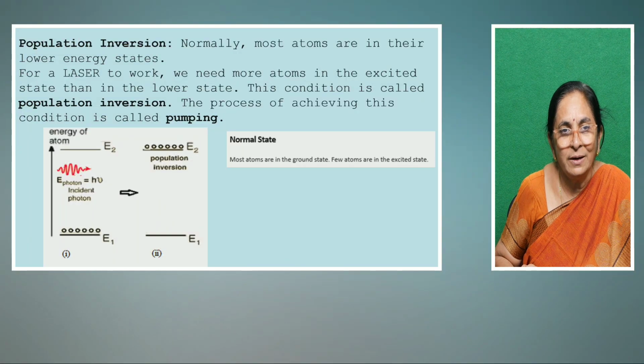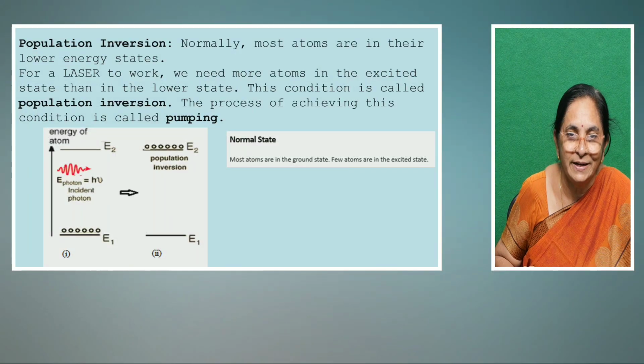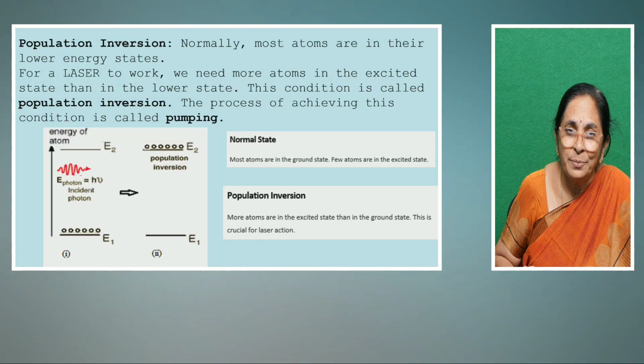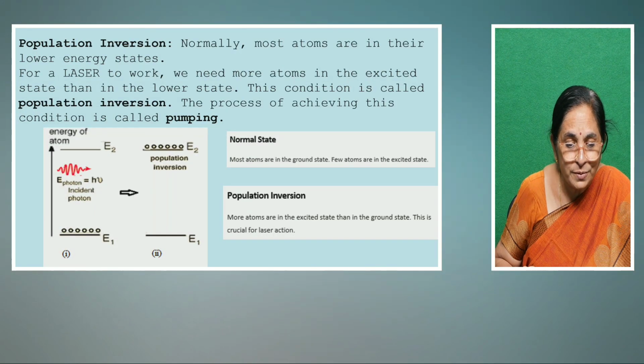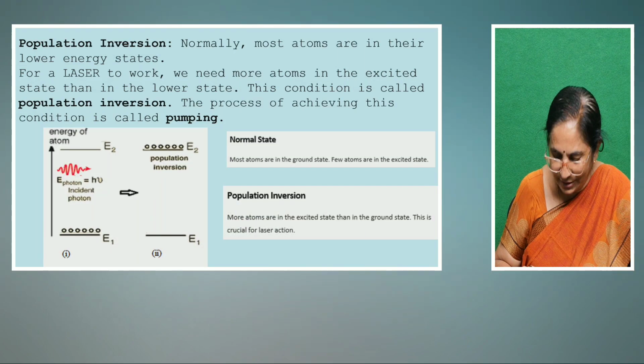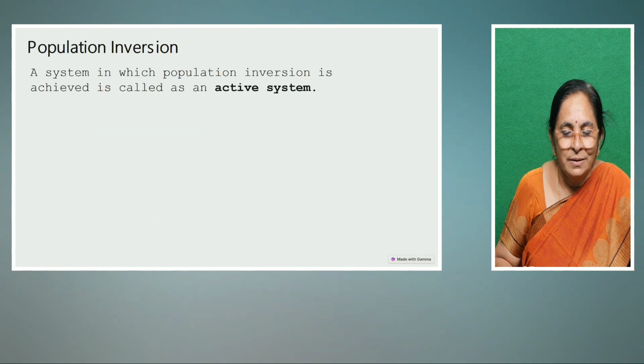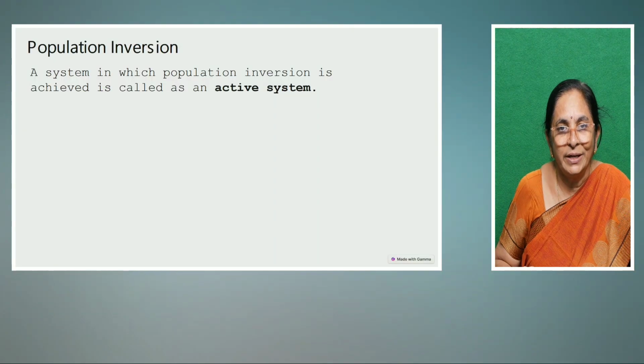In the normal state, most of the atoms will be in the ground state and only a few will be in the excited state. Under population inversion, most of the atoms will be in the excited state, and only one or two will be in the ground state. So a system in which population inversion is achieved is called an active system.